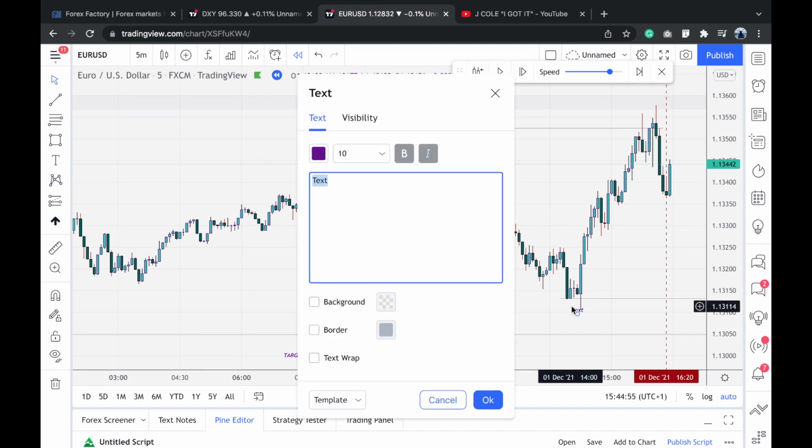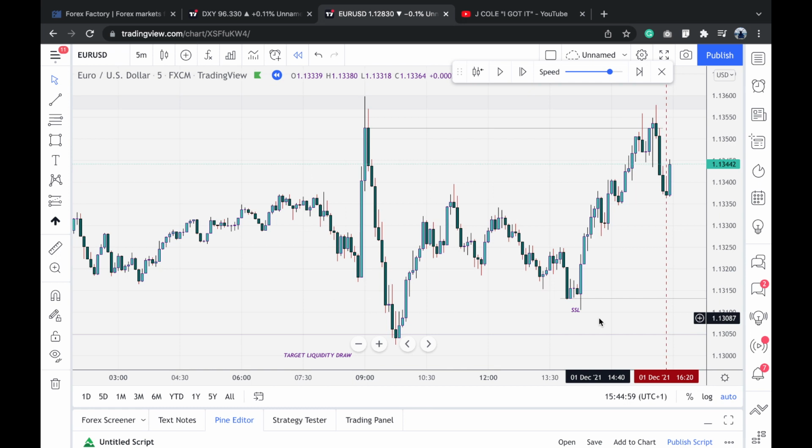So I'm going to tag this sell side liquidity. So what I'm doing right here is I'm confirming. I'm not just jumping. I'm using different intraday tools to confirm my bias.